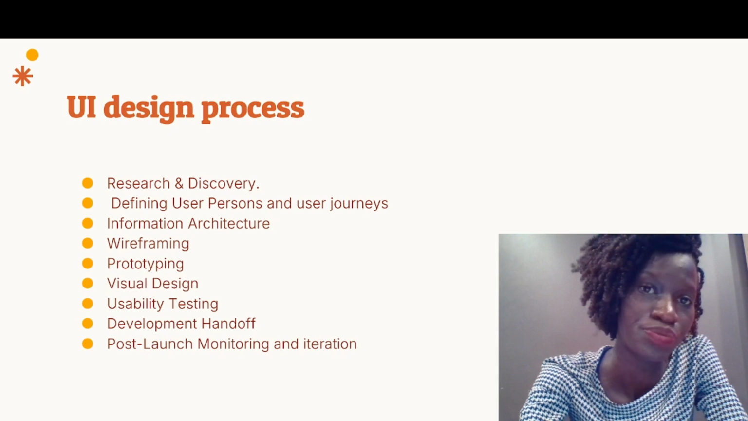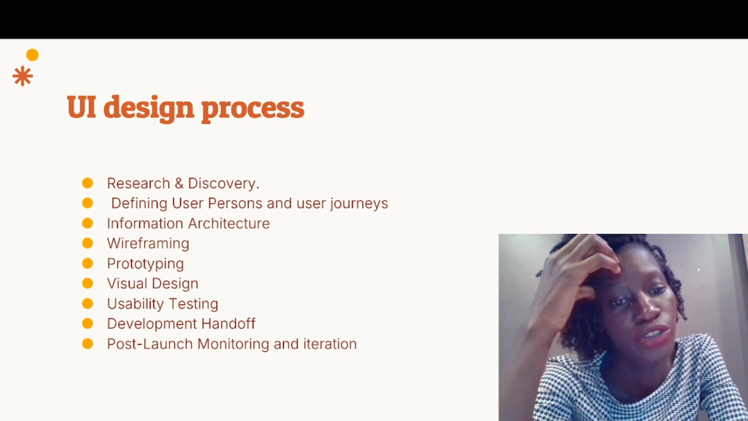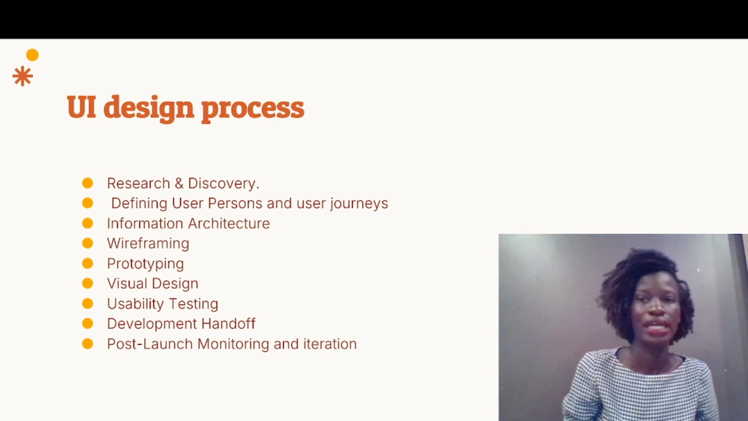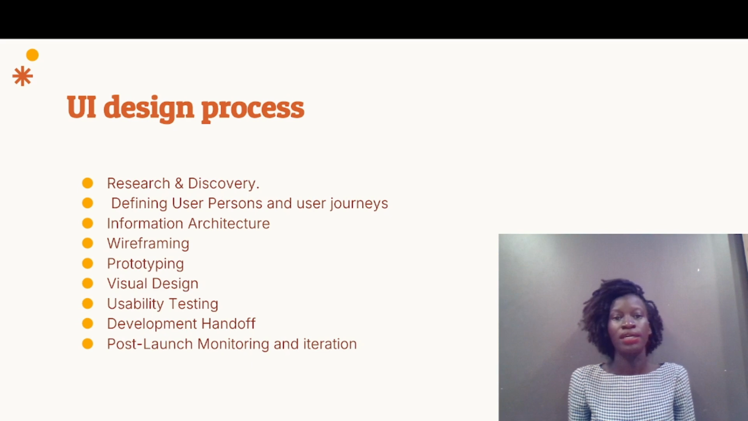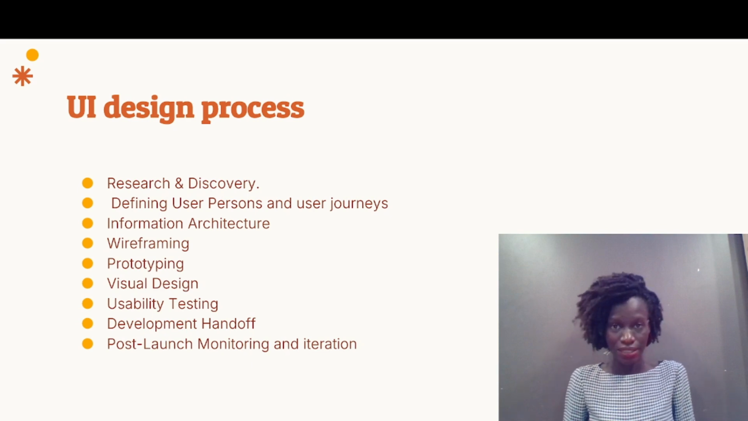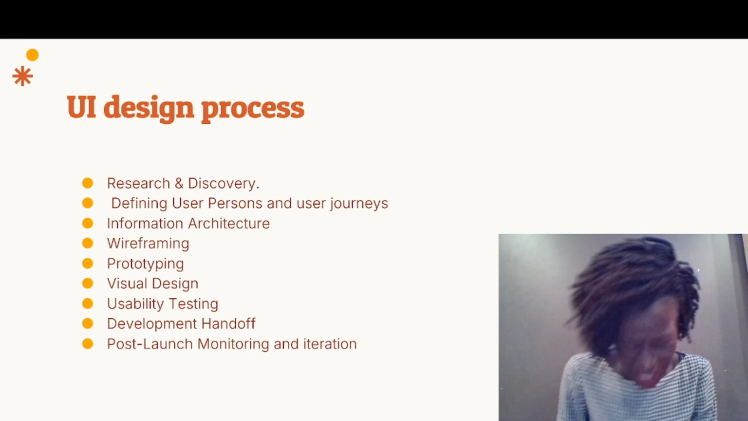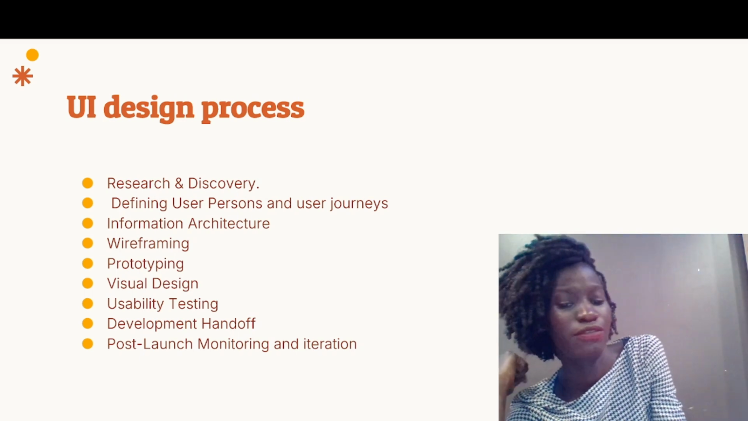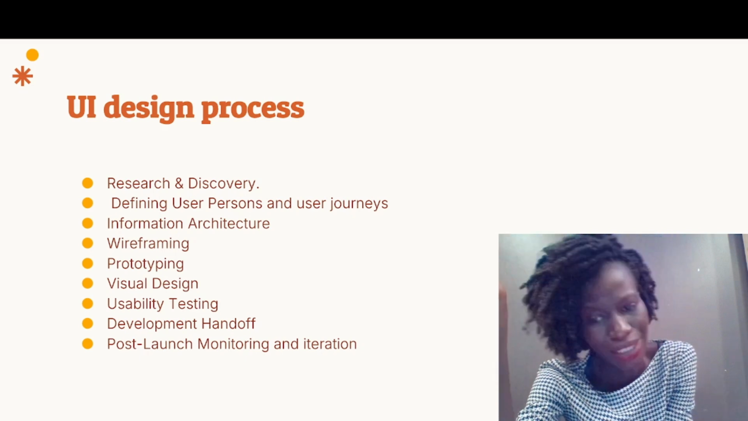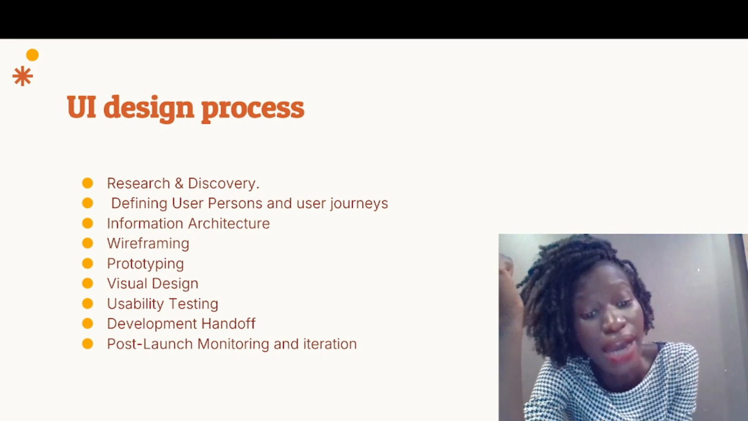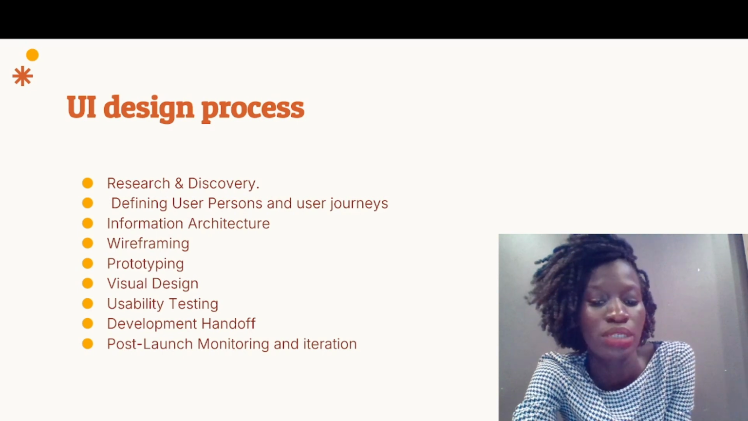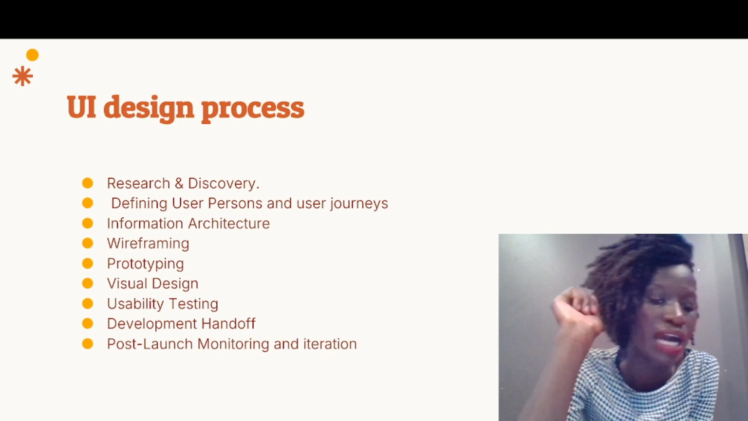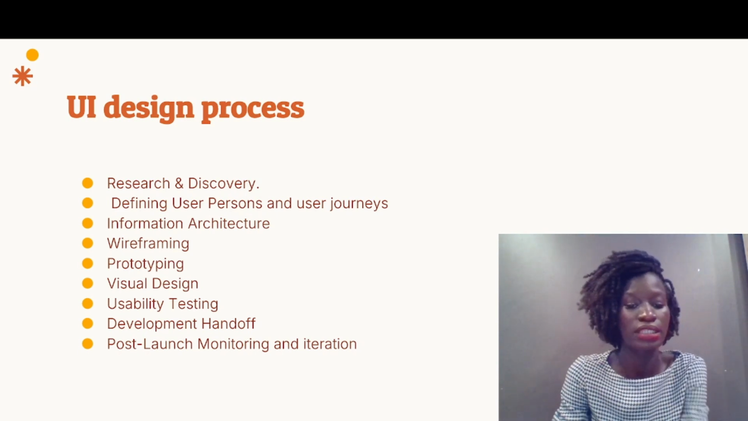Design. For visual design, we apply branding, color schemes, typography, and other visual elements to create an aesthetically pleasing and cohesive design. Key activities include UI design systems, develop a consistent set of guidelines, including color palettes, typography, iconography, and components to maintain a uniform look and feel across the product. High fidelity mockups is another activity.